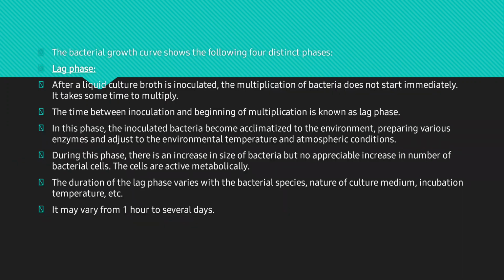The bacterial growth curve shows the following four distinct phases. First one is lag phase. After a liquid culture broth is inoculated, the bacteria require some time for multiplication. It prepares itself for multiplication. The time between the inoculation and the beginning of multiplication is known as lag phase. During this phase, there is an increase in size of bacteria, but no appreciable increase in number of bacterial cells. The bacterial cells are active metabolically. The duration of lag phase varies with the bacterial species, nature of culture medium, incubation temperature, etc.